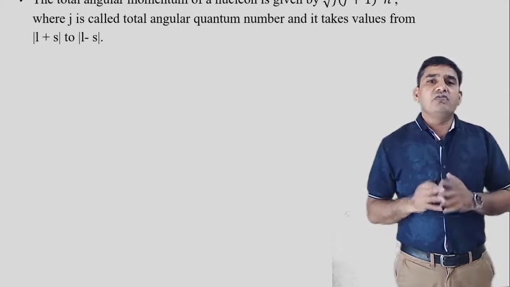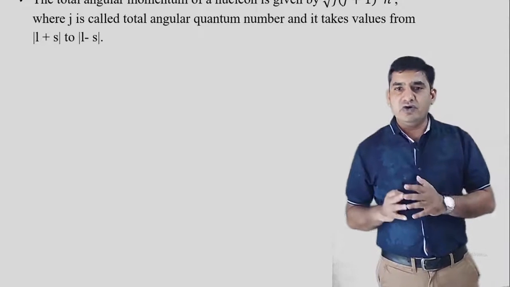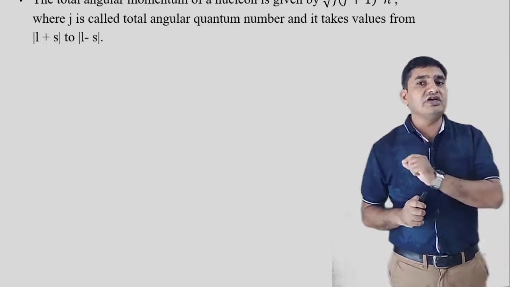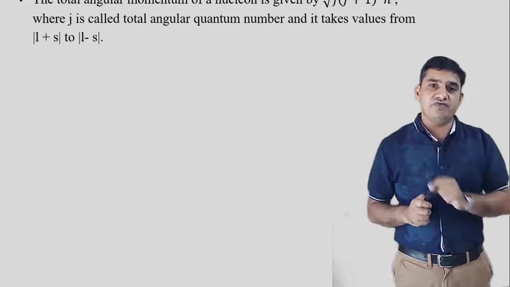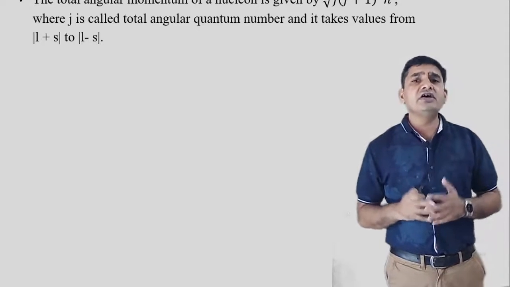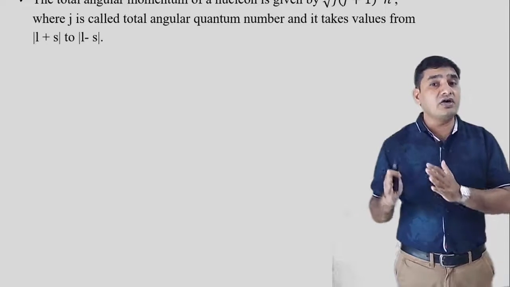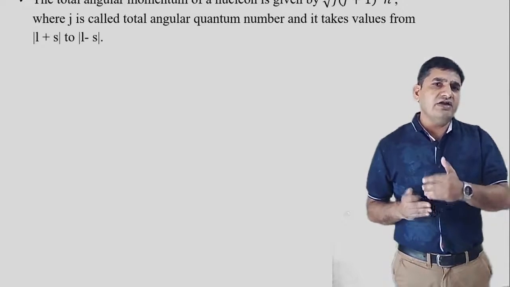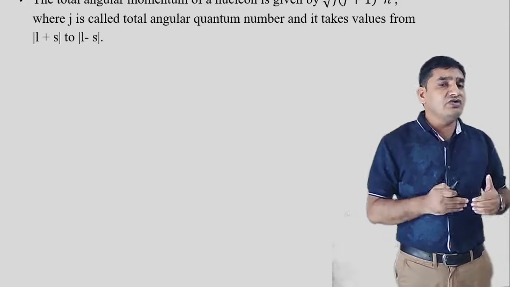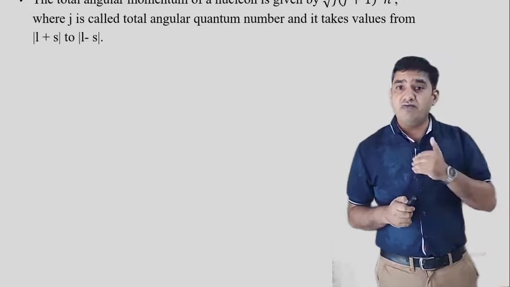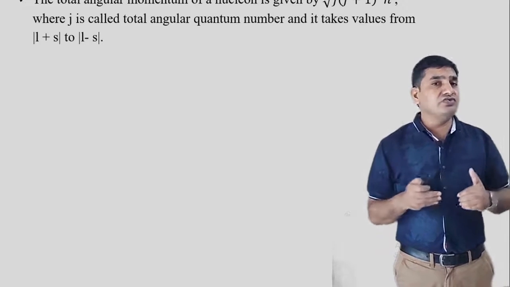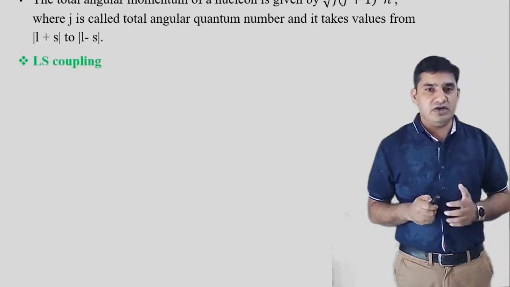The total angular momentum of a nucleon is given by under root of J(J+1) h cross, where J is the total angular quantum number. And we can take the value from L plus 1/2 to L minus 1/2. The value of J can be taken as from L plus 1/2 to L minus 1/2.